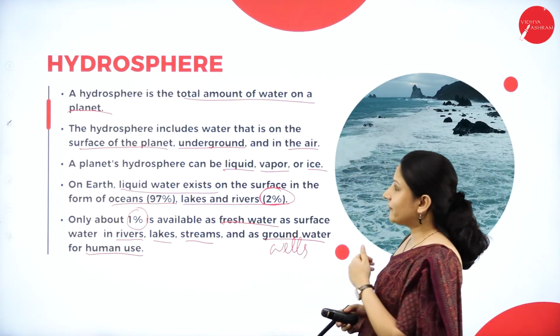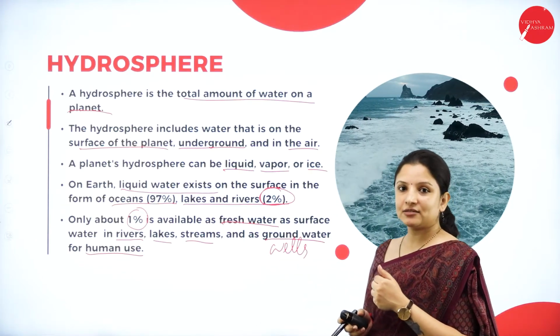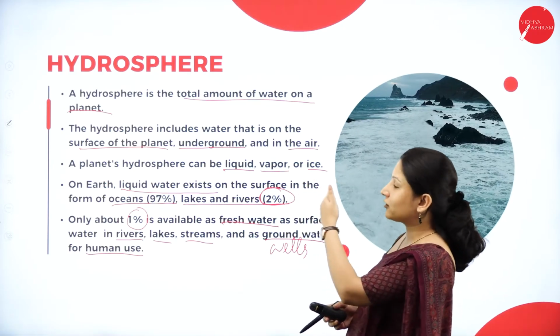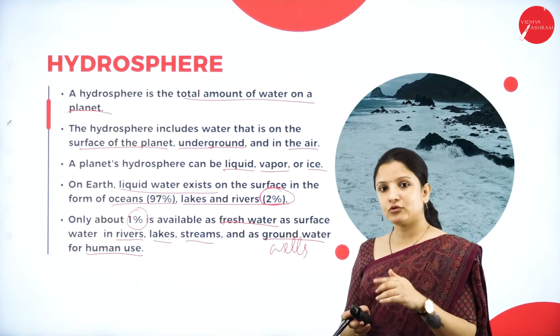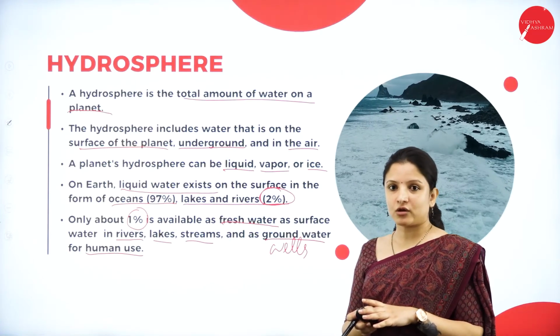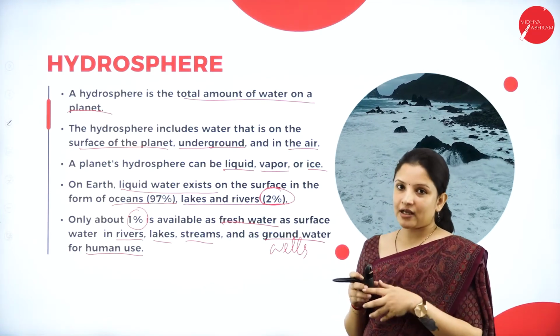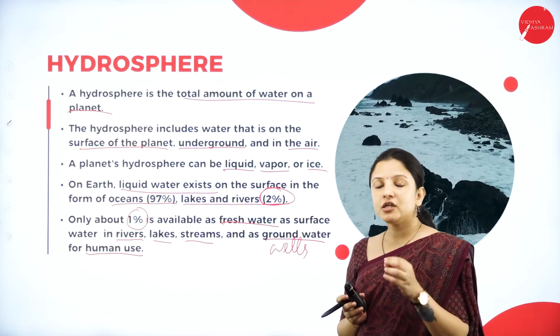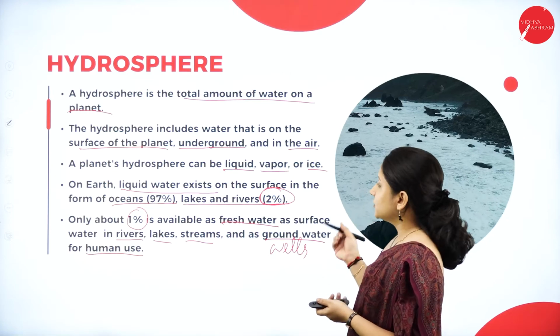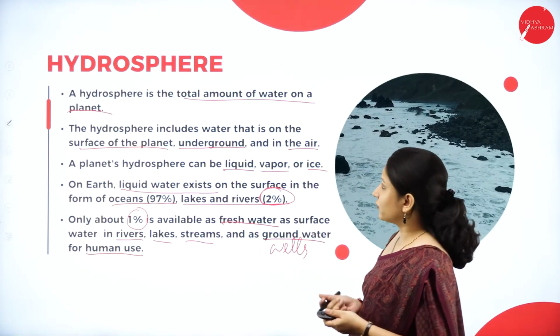So now we have understood why environmental studies is important, because we learnt about the component of hydrosphere, and because of that we came to know that only 1% is fresh water. Now we'll have an idea that yes, it is true, we need to preserve water, we need to conserve water. So this is about the hydrosphere of the Earth.